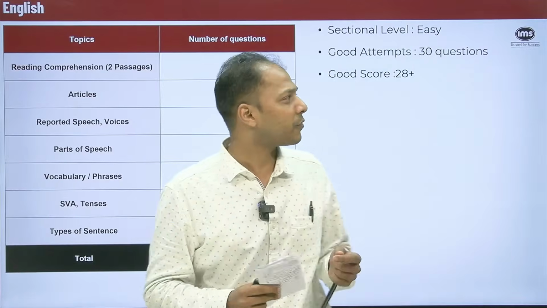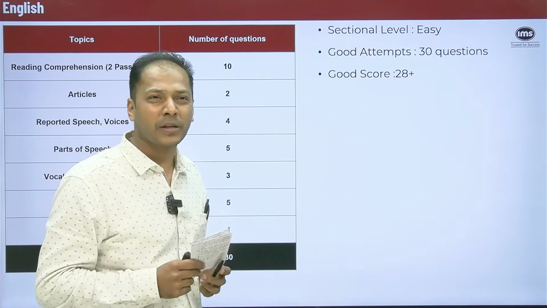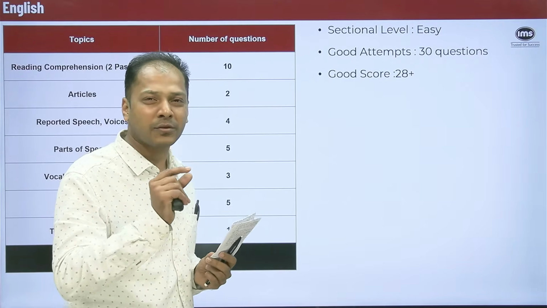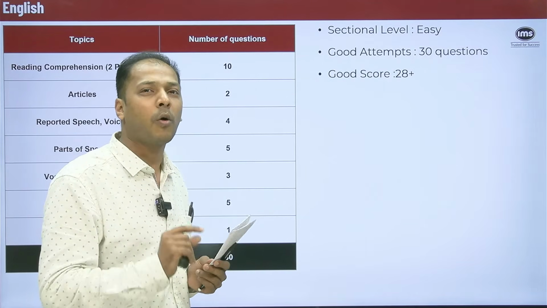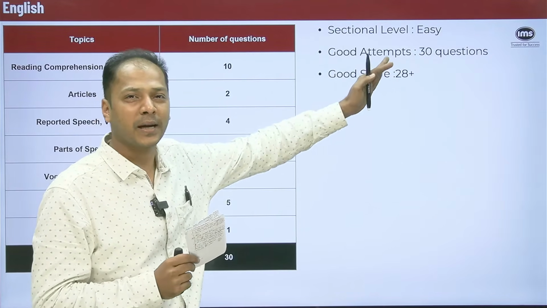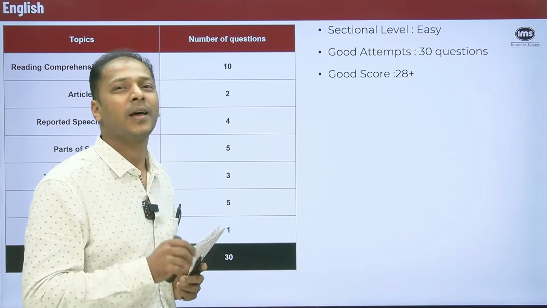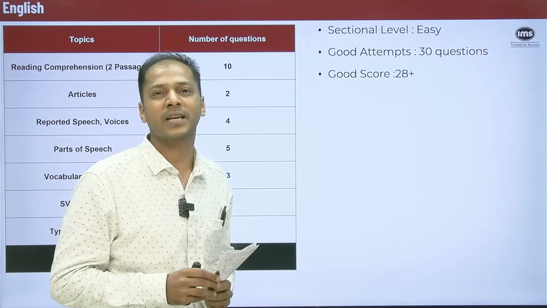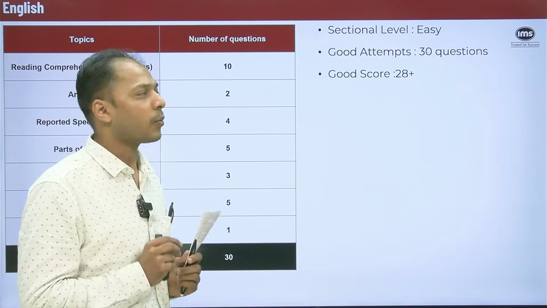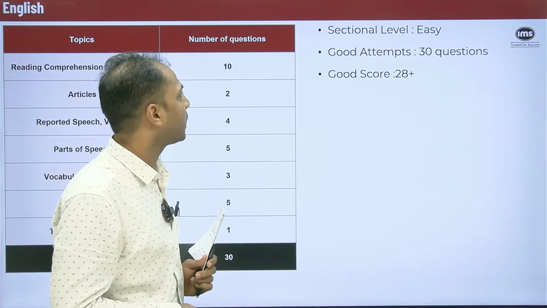I found the level of difficulty of this paper to be easy. You could have attempted all 30 questions. Maybe you would have some doubt in that vocabulary question, or maybe a couple of grammar questions, but you could have attempted at least with 50% confidence and gone ahead with the questions. I would say a good score in this section would be 28. 28 is something that you should aim for in the verbal ability section.